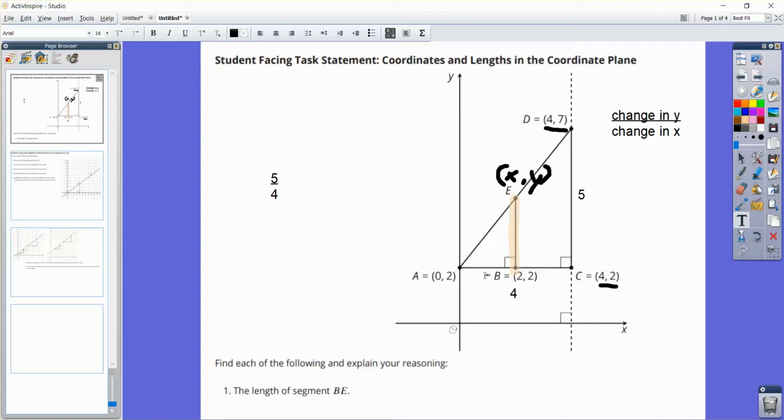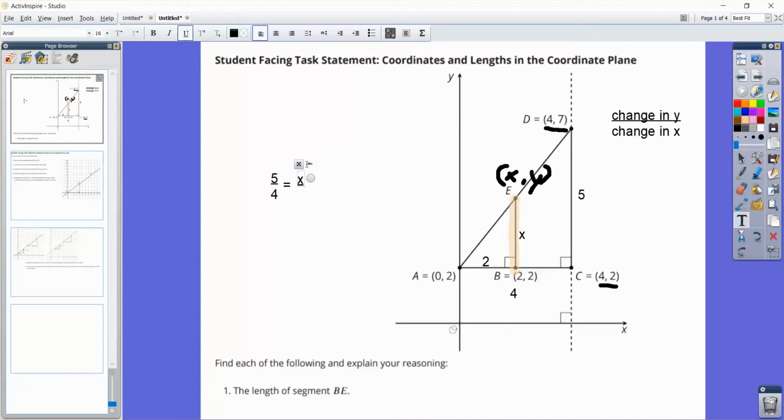We have a change in x, though, of 2. So segment AB, that's a length of 2. So we can see right here that with unknown being BE, let's call that x, we can set up a proportion. We can say, well, 5 over 4 is equal to x over 2.